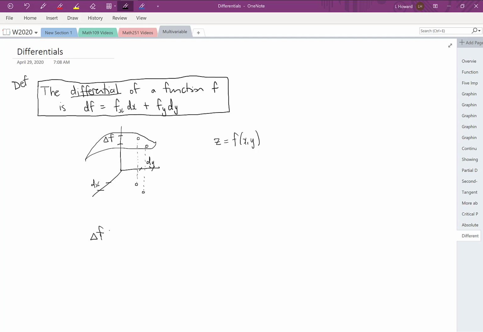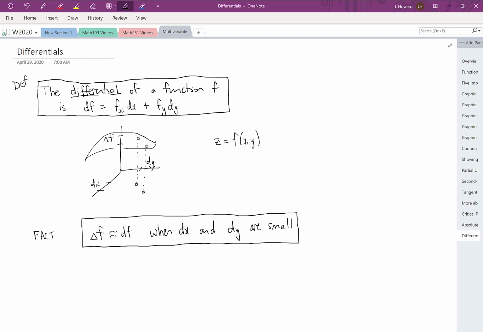But the idea is that delta f is going to be approximately equal to df when dx and dy are small. So the closer that dx and dy are to 0, the better this approximation is. Delta f is closer to df. Delta f in general being the thing that we want to calculate, and df in general being the thing that's easy to calculate in most situations.